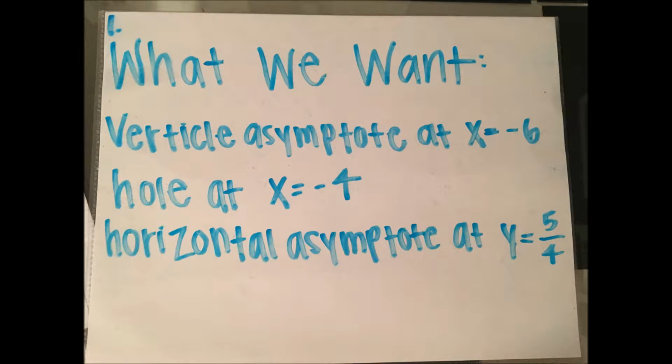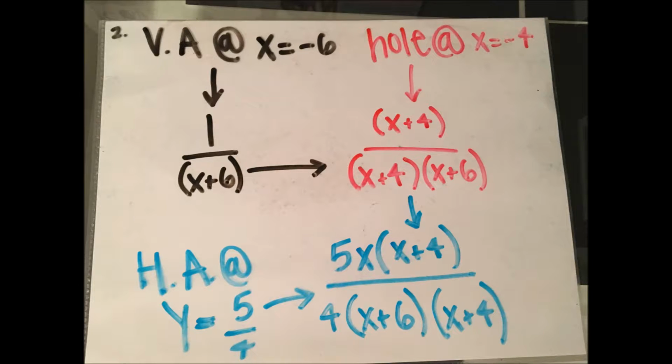Okay, so what this question wants is a function where the vertical asymptote is at x equals negative 6, there's a hole at x equals negative 4, and the horizontal asymptote is at y equals 5/4. So if you look at what is written in black, that shows you how to get your vertical asymptote at x equals negative 6.